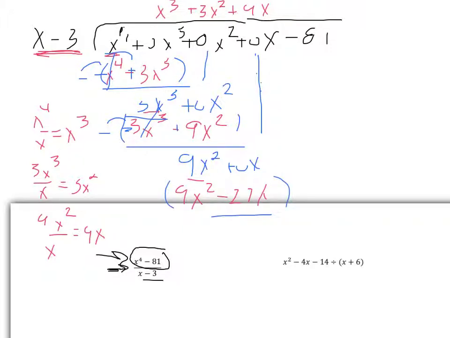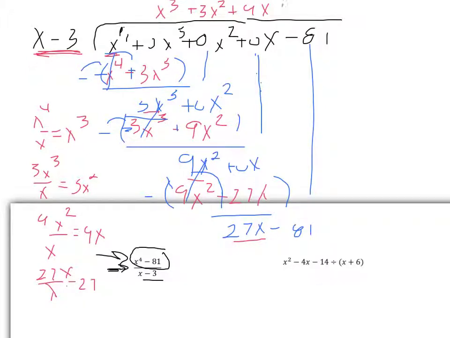So subtract this off. These cancel. This goes in here, and this goes in here, making that positive. So we have 27x minus, we bring down our negative 81 now. Since we brought down the last thing, we have one more iteration to go into this. So last thing we need to do is divide, multiply, subtract. So we divide here. 27x over x gives us 27. So plus 27. Now we multiply.